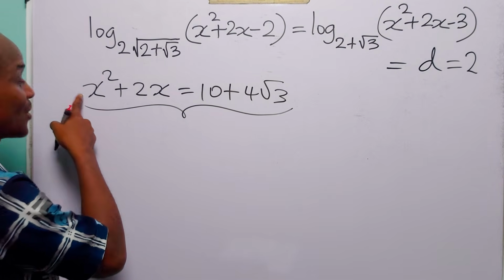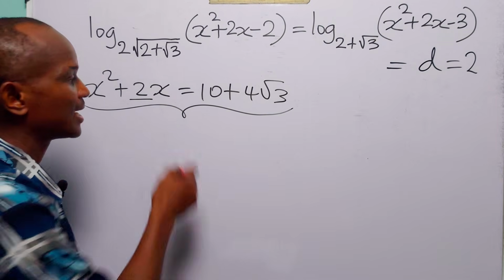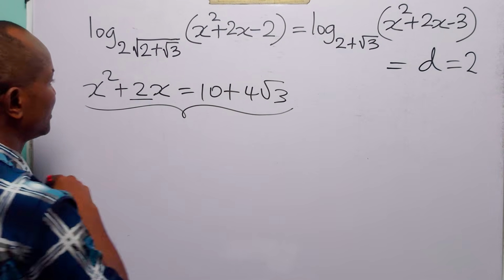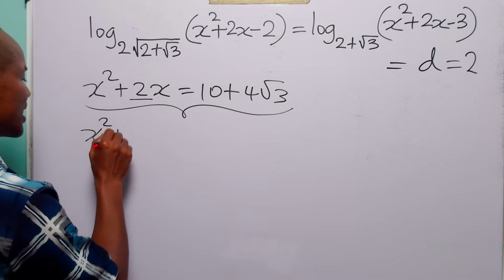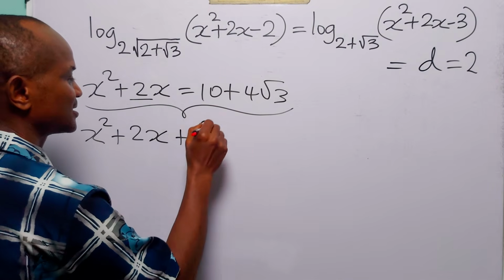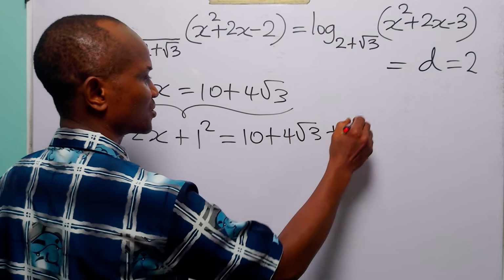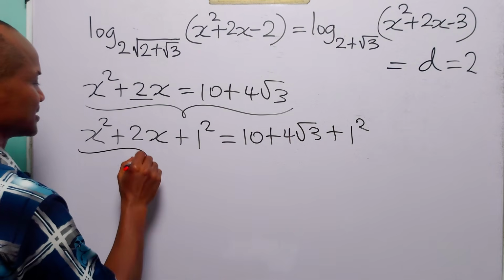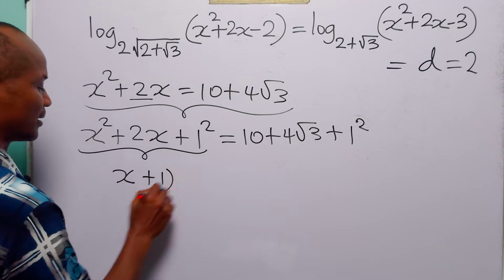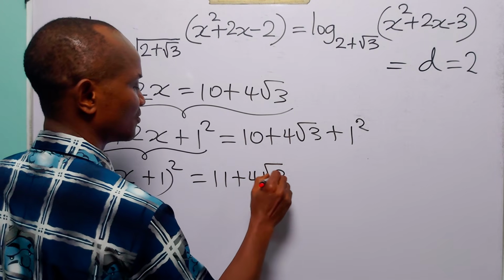Since the coefficient of x squared is already 1, the next thing we need to do is to divide the coefficient of x by 2, square it and add to both sides of the equation to complete the square on the left-hand side. Now, when we do that, we have x squared plus 2x plus 2 divided by 2 is 1, squared. This is equal to 10 plus 4 root 3 plus 1 squared. Now, this is a perfect square. So we take x and we take 1, and we square. And this is equal to 11 plus 4 root 3.